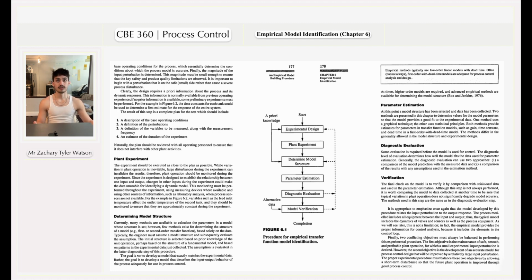And just a note, we talked about experimental design and we talked about the plan design. We are just talking about figure 6.1, so it's a good idea just to keep figure 6.1 right here. Diagnosis evaluation.